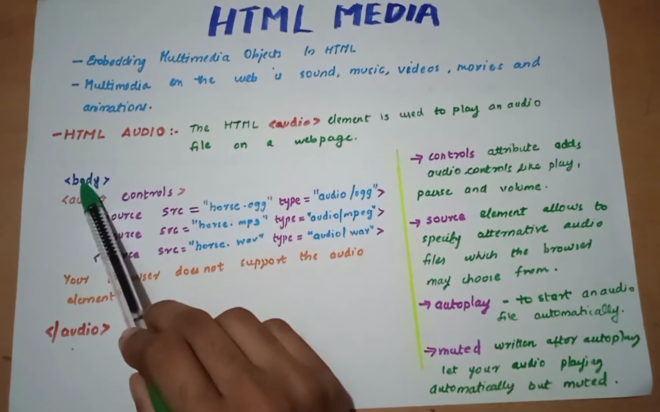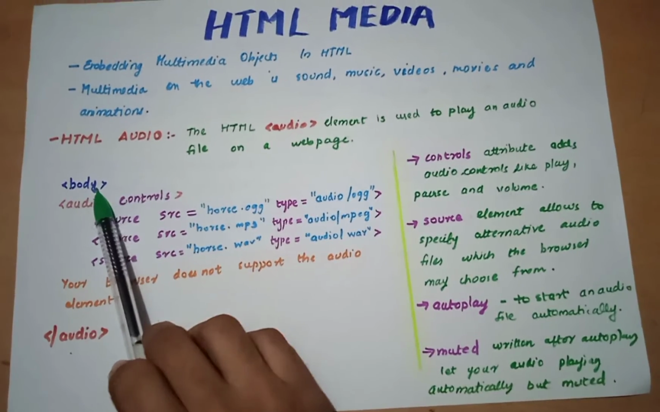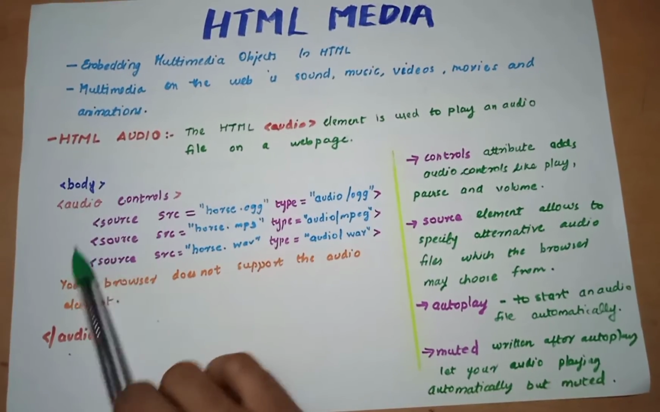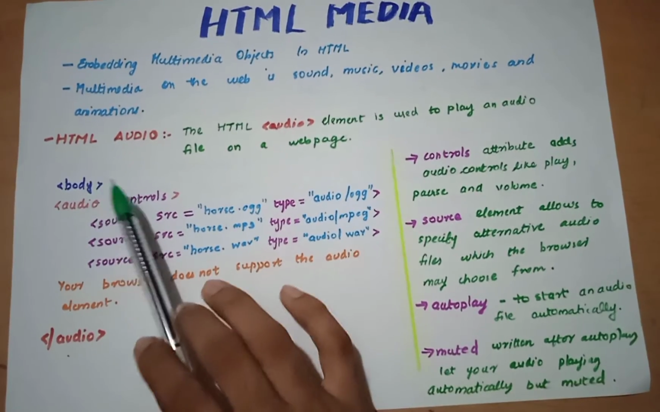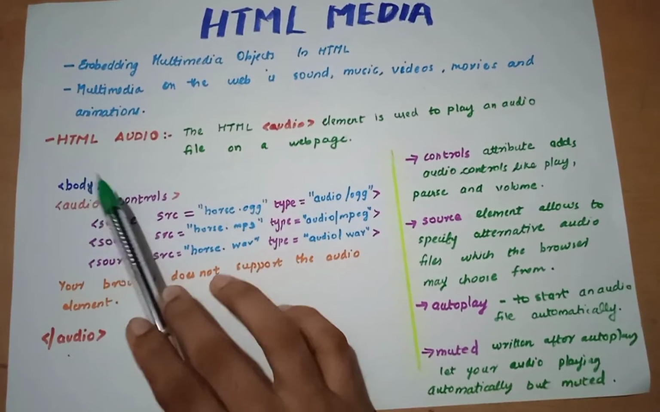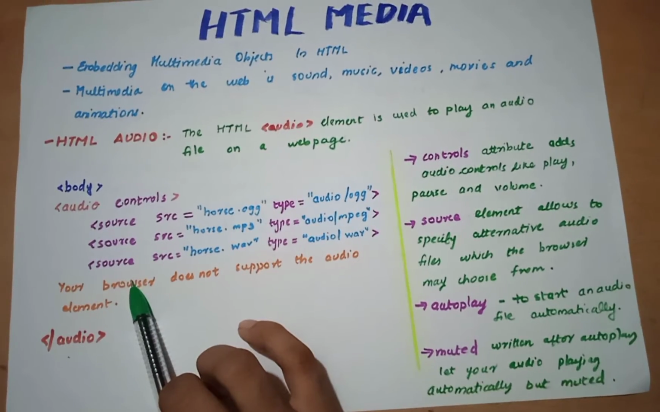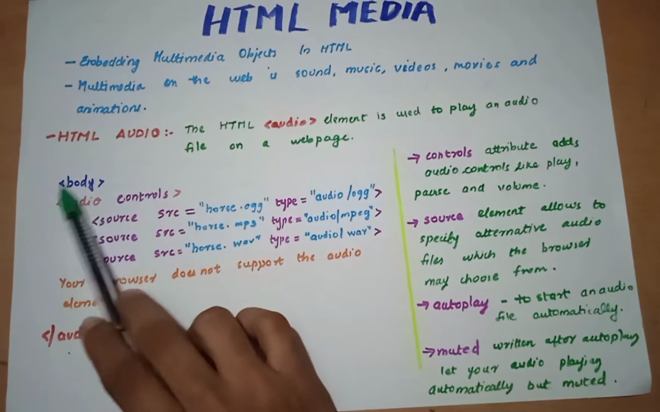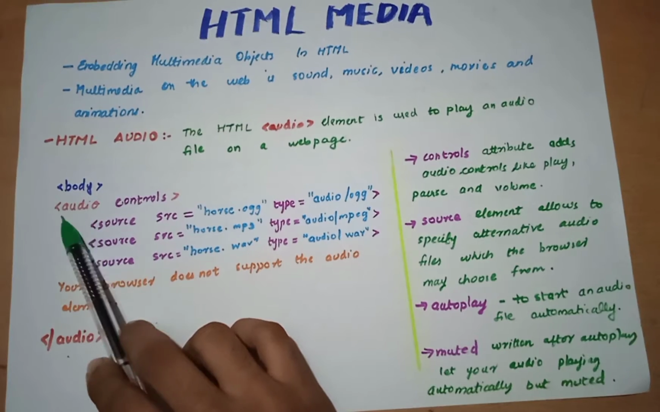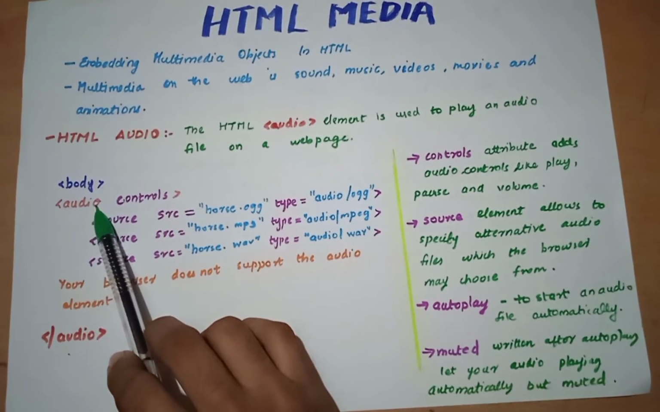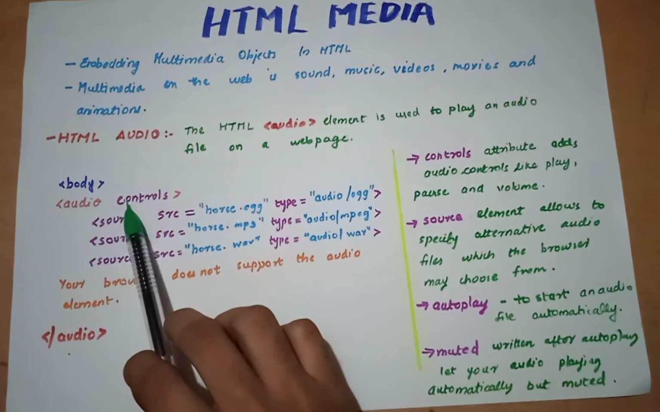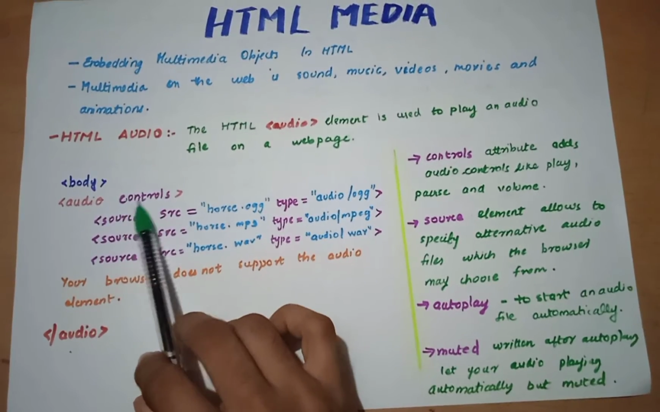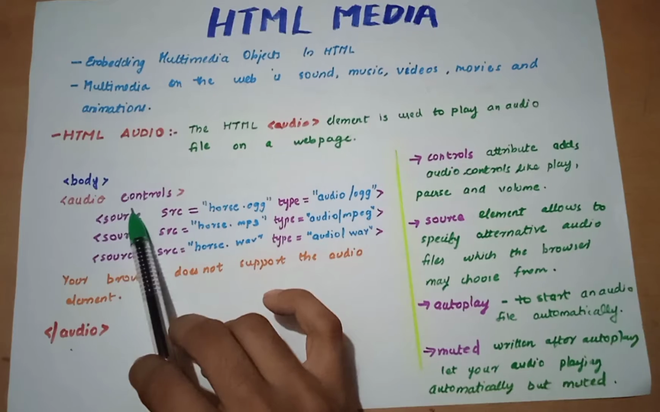So I started the body here. That means we are going to display our audio file in our web page, so we should always include these codes inside the body itself. So audio is the HTML element here, and along with this audio we used another attribute called controls. Let's see what this suggests.